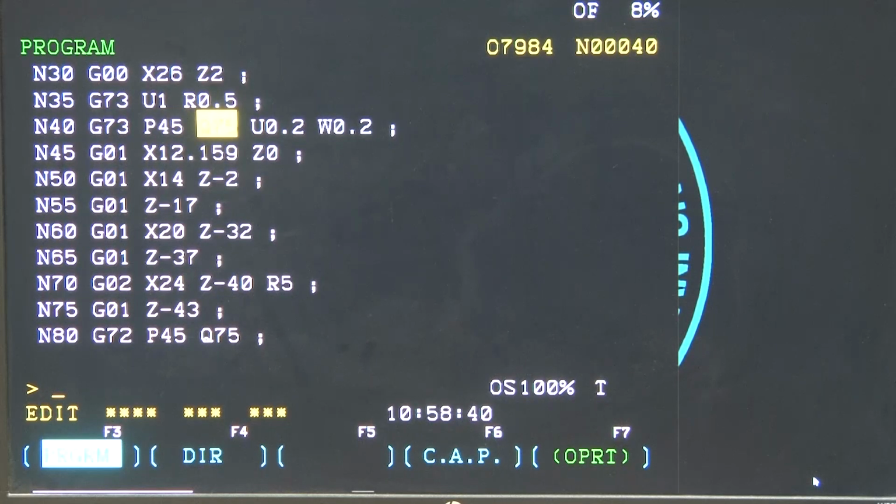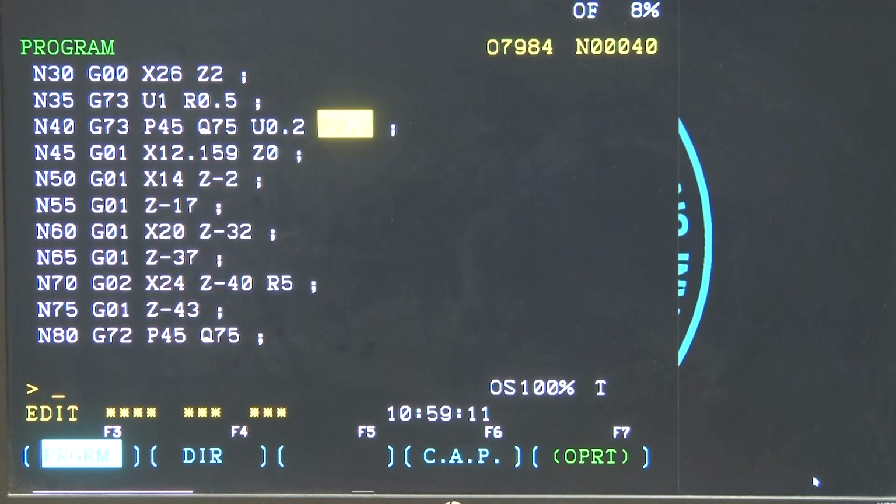Now, after that it is a Q75, Q is the block number of the last block for the program shape, okay, 75 is here. So, that means it will take this line G01 and the Z minus 43, okay. This is from the N75, all right. And then we have the W.2. W stands for the finishing offset, and that has to be in the Z direction, and 0.2 is the value, okay.